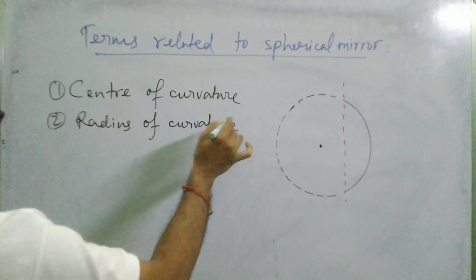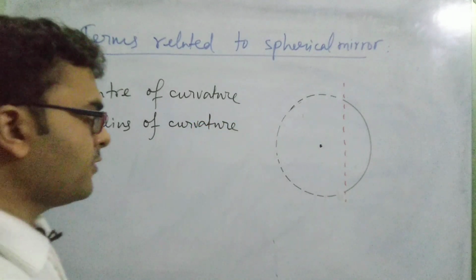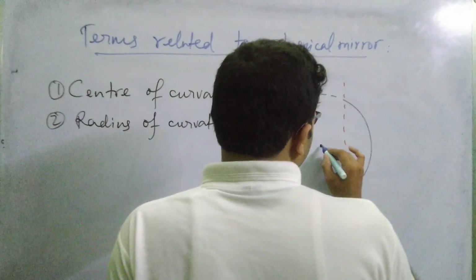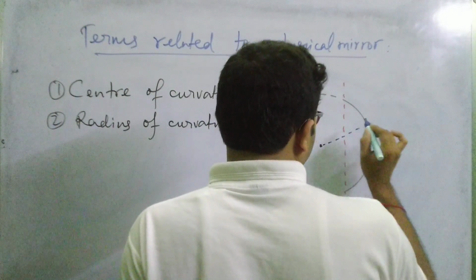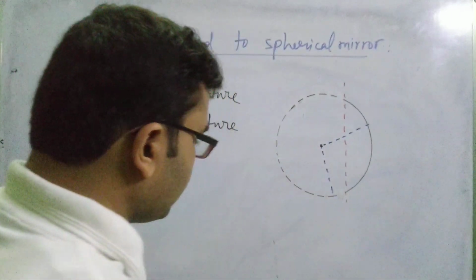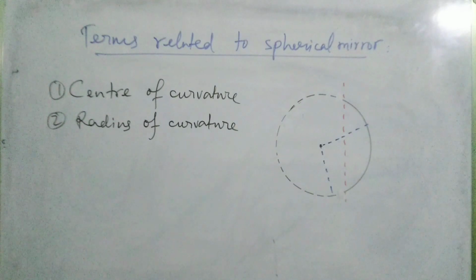Now imagine that the sphere from which the mirror has been formed should also have a radius, isn't it? This is the radius, or say consider this is the radius. Any side you take it, it must have a definite radius.